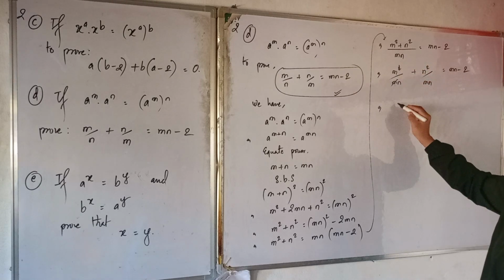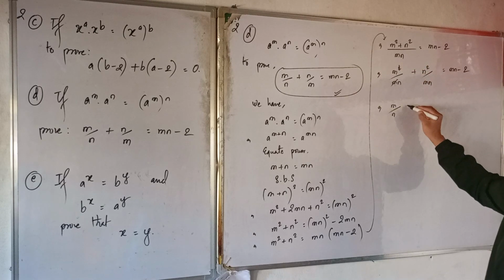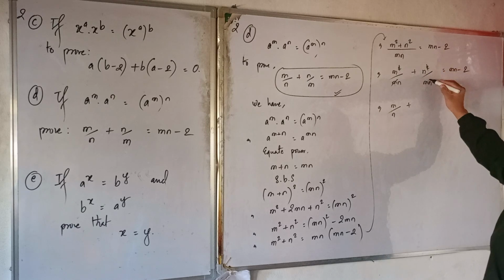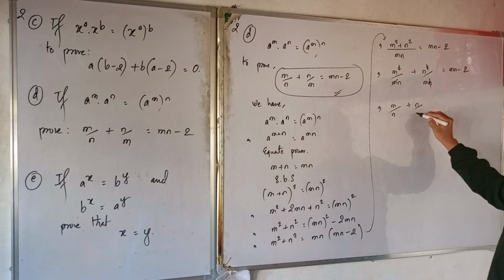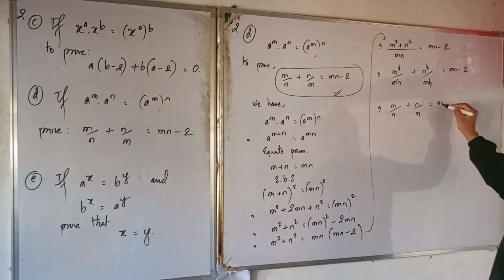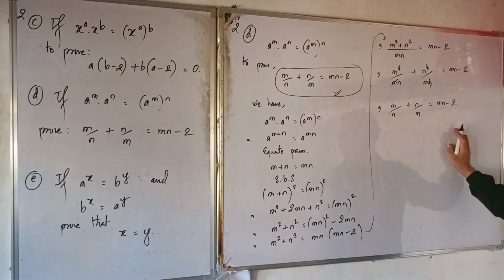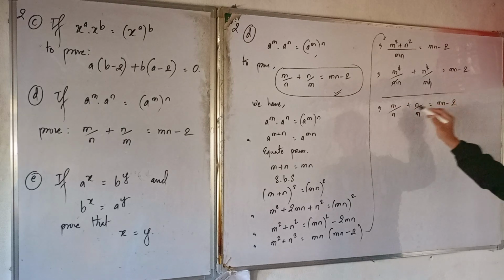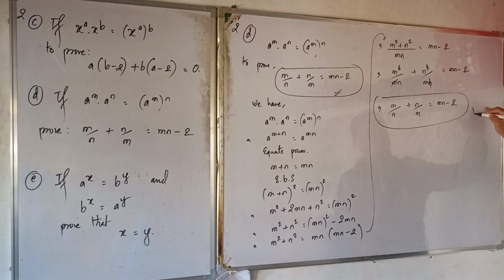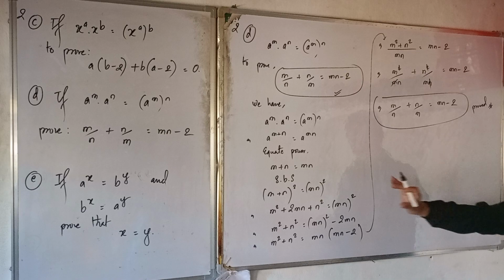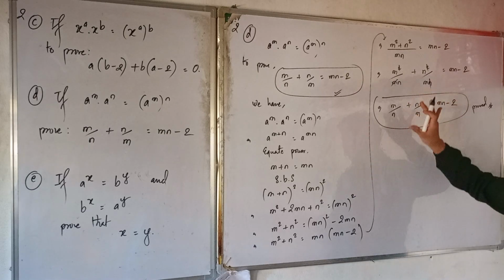Now square this m gets cancelled, it can be written as m by n, and here n square and this n get cancelled, you can write n by m is equals to mn minus 2. And this is how it is done, and it is proved. So if you like this way, you can do it this way.